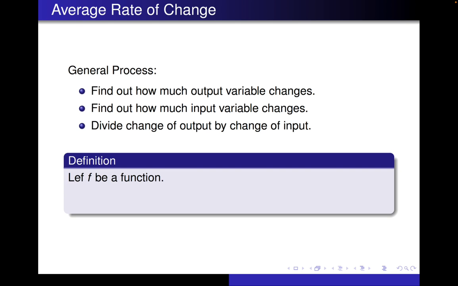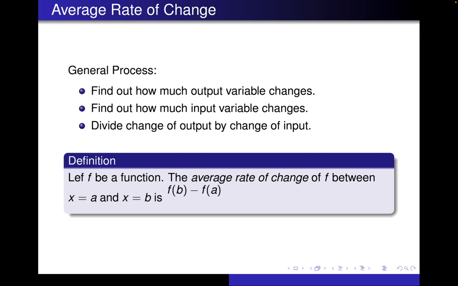And so if we want to look at that as an algebraic formula, if f is a function, the average rate of change of f between input x equals a and the input x equals b is, well, our first step is to find out how much the output variable changes. And the way we find it is we take the output at the end, that's f of b, subtract the output at the beginning, that's subtracting f of a, so f of b minus f of a is how much the output variable changes.